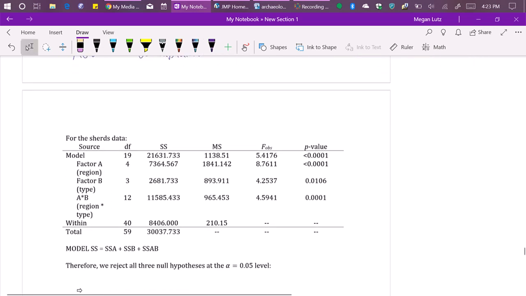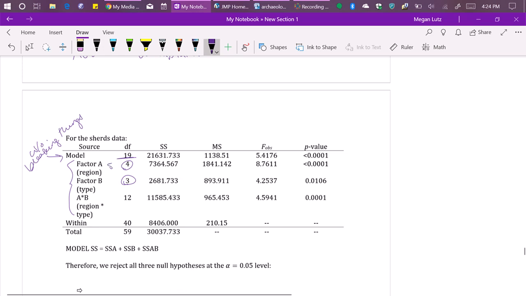Right? So let's look at some relationships for these sureds data. So I said that the model, this is without breaking things apart. So this is saying all 20 means are the same versus at least one of those 20 means is different, whereas if we look at those individual factors and the interaction term, we've got a little bit more to go on. And so let's compare. So this model says compare all 20 means, or all 19 degrees of freedom. Factor A for region says compare just the 5. So that's where we get these 4 degrees of freedom. Factor B says just compare those 4 types. So that's where we get 3 degrees of freedom.